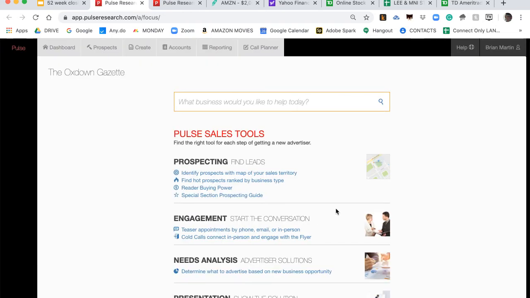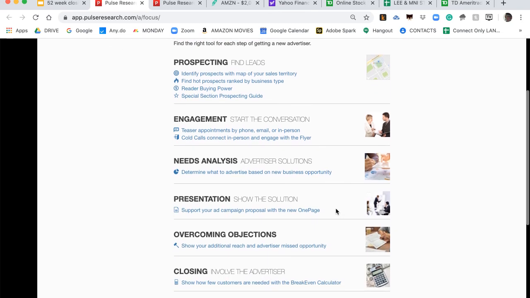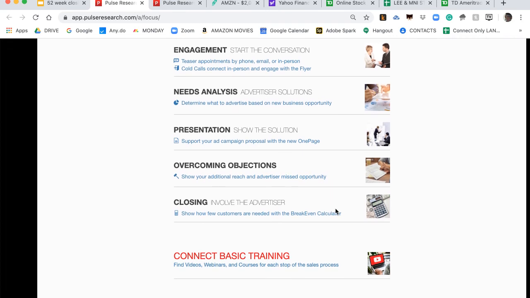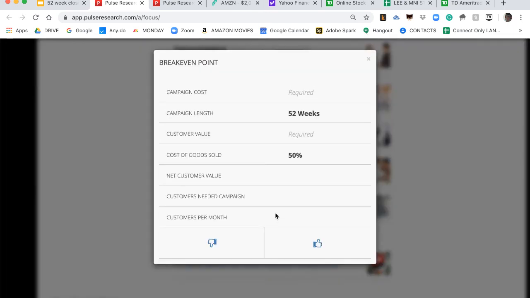This is probably one of the most popular programs we have. So when you log in on your home page, your dashboard, at the very bottom, and by the way, it's also included in the one page when you're showing the one-page presentation on a tablet or your smartphone. But let's go right here. It's simple and fast. Just click on Closing, involve the advertiser. This is the Pulse break-even tool, and I would highly suggest that you use it all the time as a resource to get the business involved. Use it on your smartphone or on a tablet. Here's how to do it.